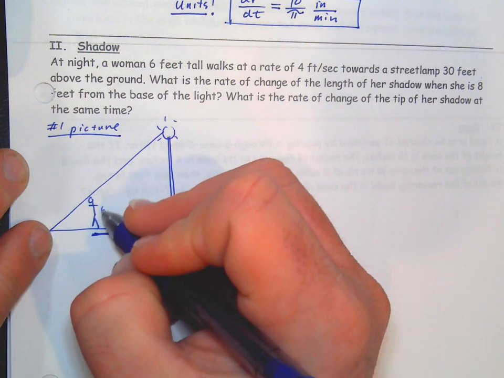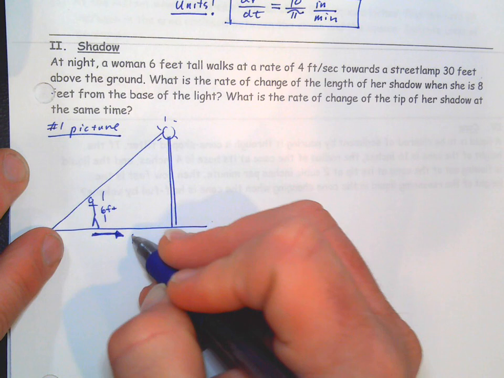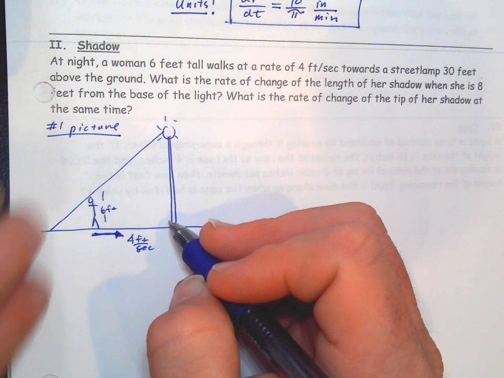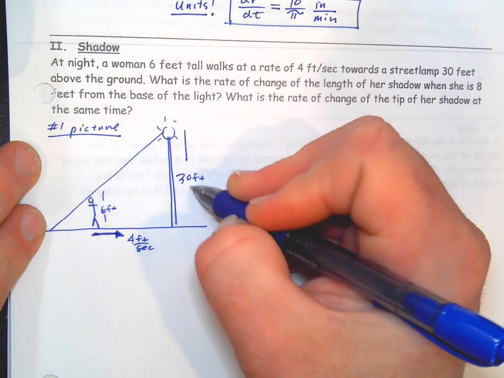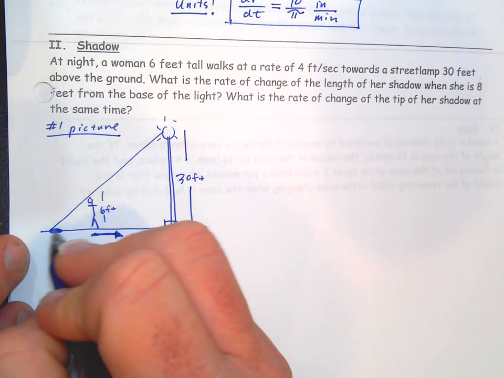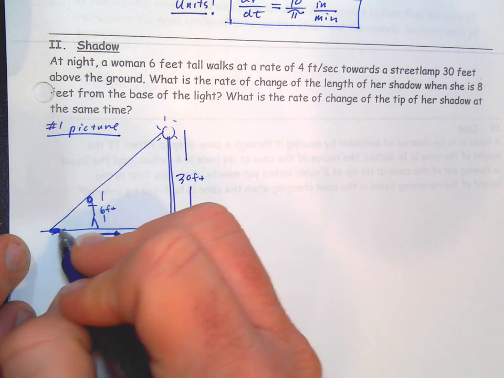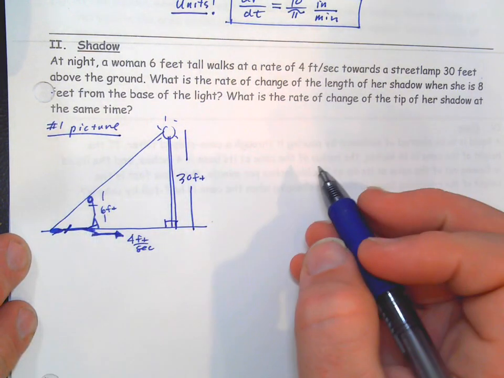And it says she's 6 feet tall, right? And she's walking at a rate of 4 feet per second towards a street lamp that's 30 feet tall all the time. That's a constant. We'll try and take advantage of that. The shadow is formed by connecting the light source with the edges that are going to create that shadow. So that's her shadow.